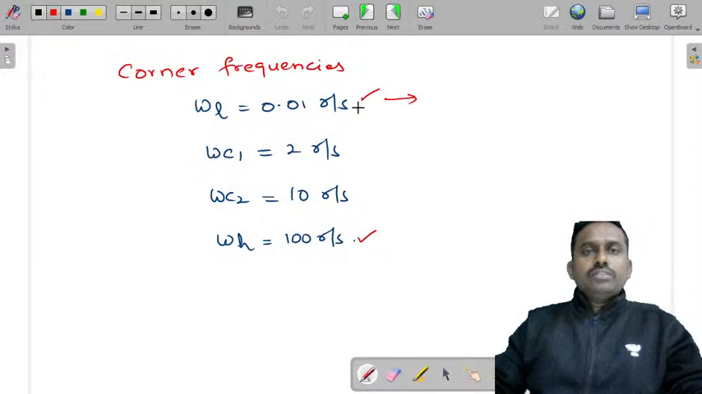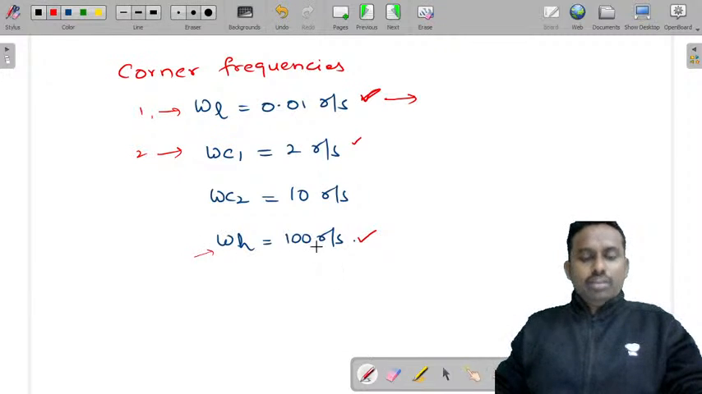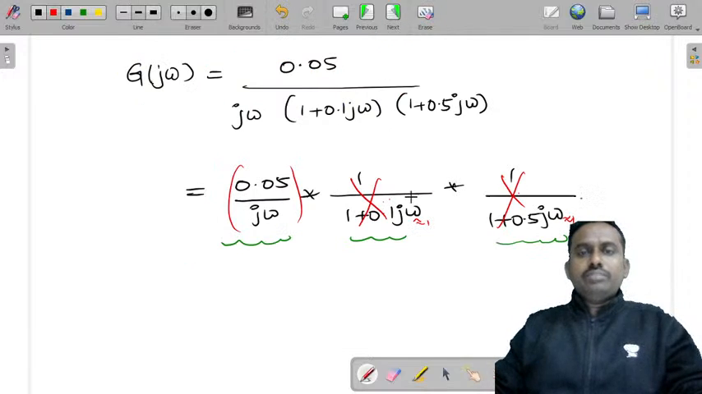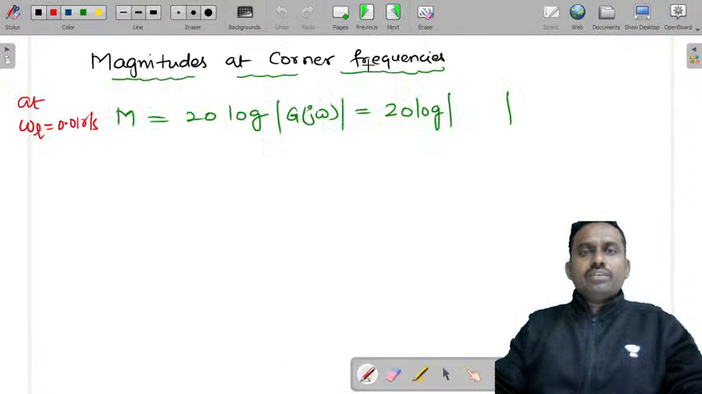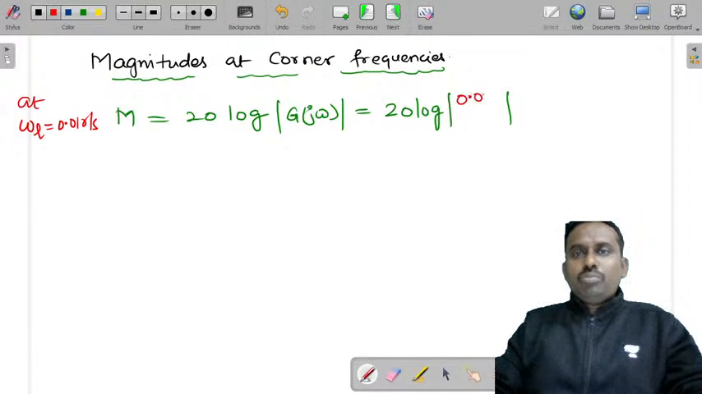Once again, when you consider the first and second corner frequencies, these are very small compared to the higher corner frequency, and we neglect these higher order terms. So we will only consider 0.05 by j omega. So what is the magnitude here?